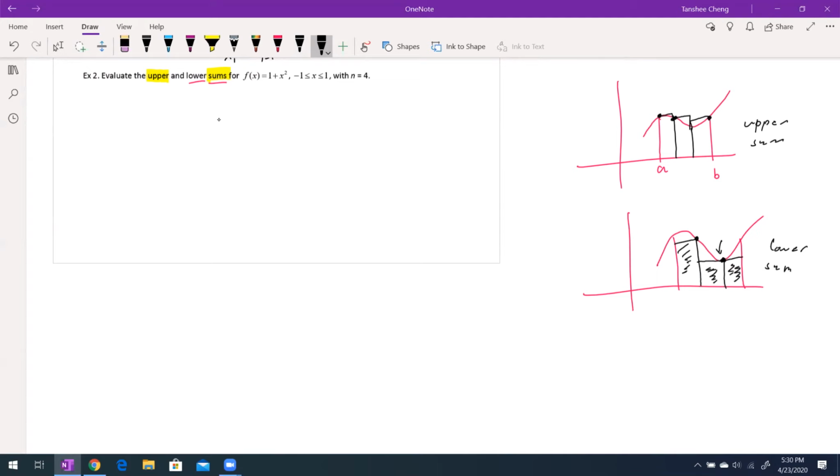But I just want to point out the idea, so I'm giving you an easier function to look at. So let's take a look at the situations.